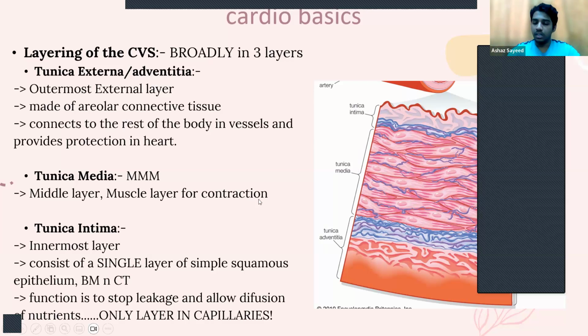The thing about tunica intima is that this is the only layer present in capillaries. Your bigger blood vessels are going to have all three layers, but in capillaries, you're going to have only the tunica intima.